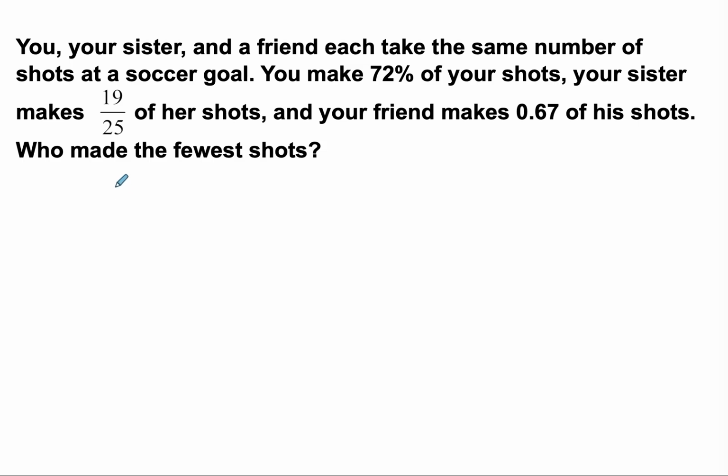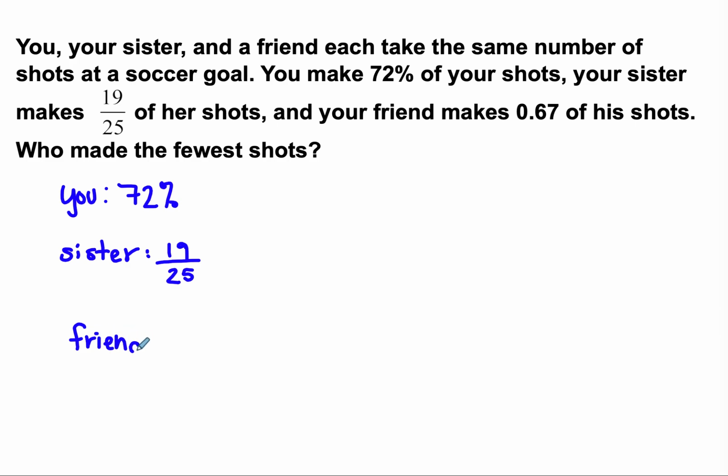We need to put them all in the same form. It doesn't matter if it is a percent or a decimal or a fraction with a common denominator, but you need to make it the same form. You: 72%. Sister: 19/25ths. And friend: 67/100ths.